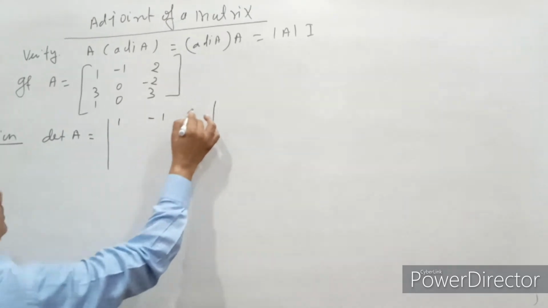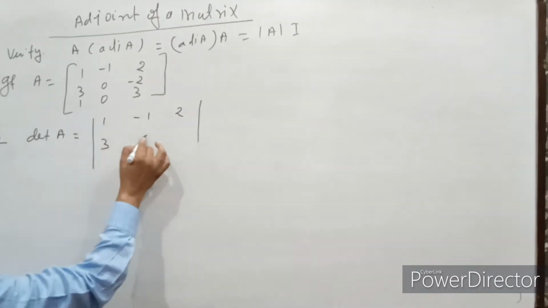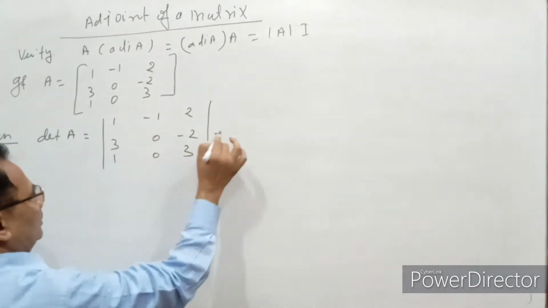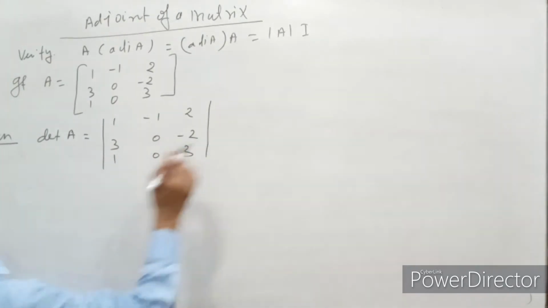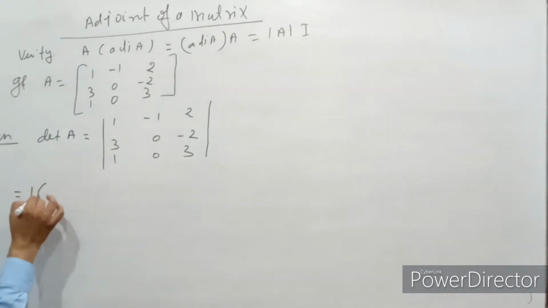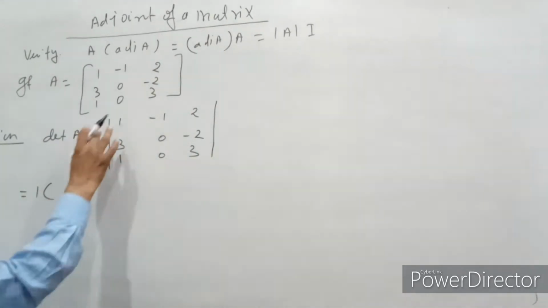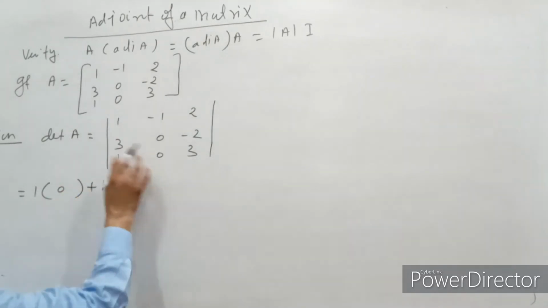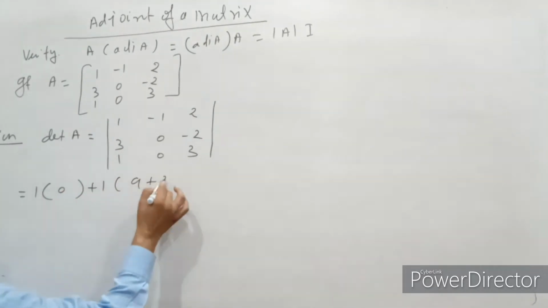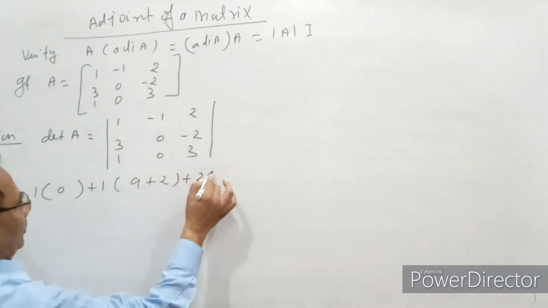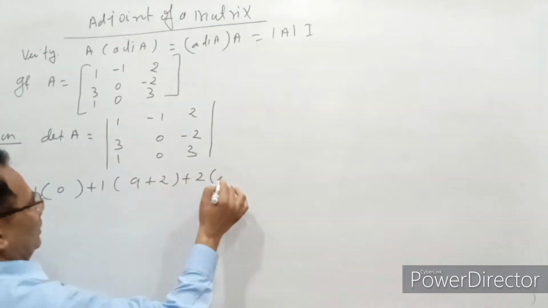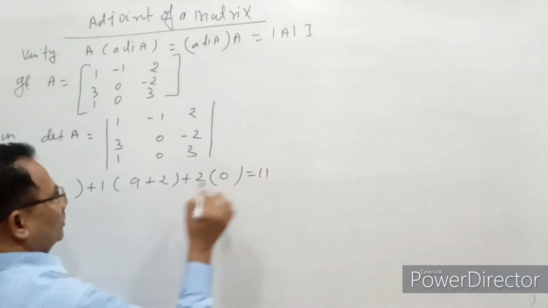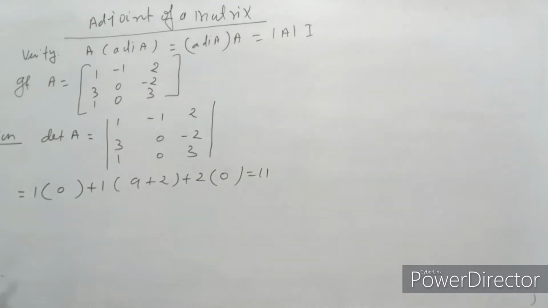1 minus 1 or that is 2, 3 0 minus 2 1 0 or 3. This is equal to, अगर हम यहाँ देखें तो that is expanded along the first row 1 into this 0 or plus 1, 3 3 is 9 or plus 2 into this that is 0 or 9 to 11 is equal to 11. This is the value of the det A.